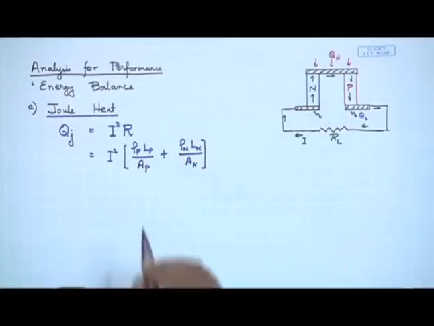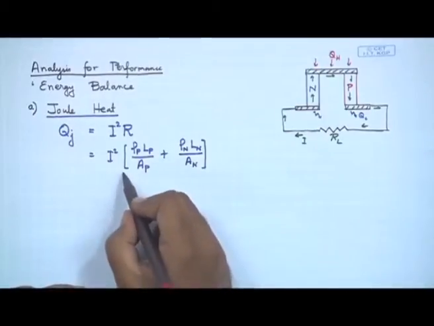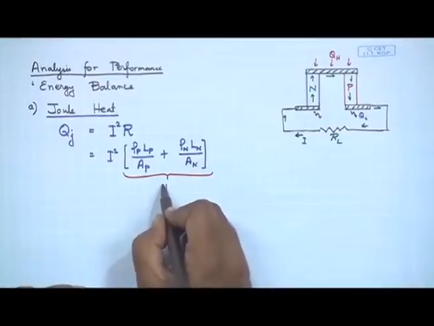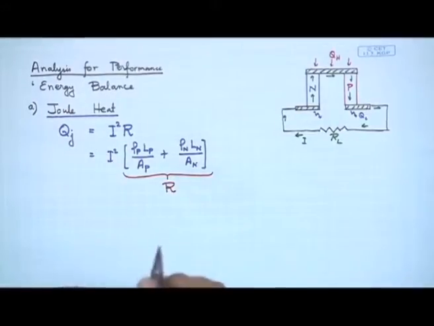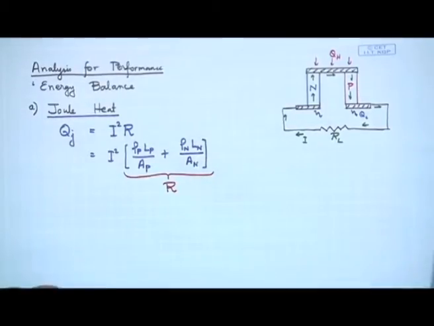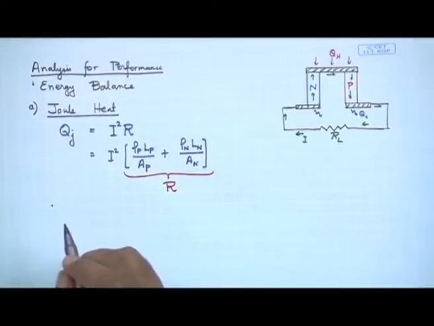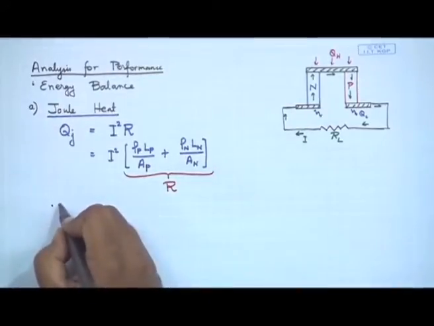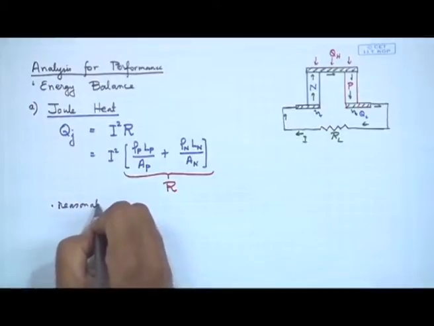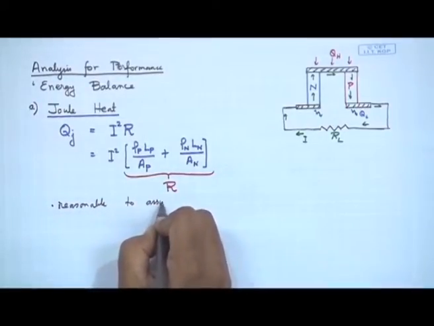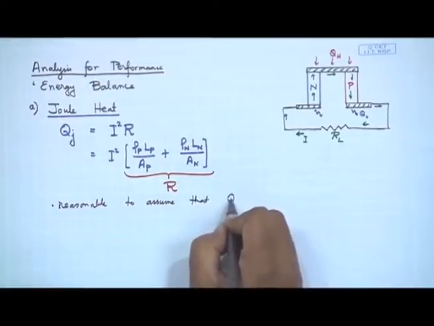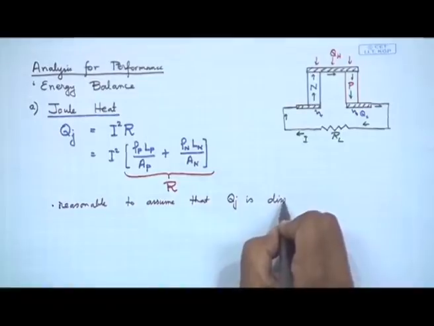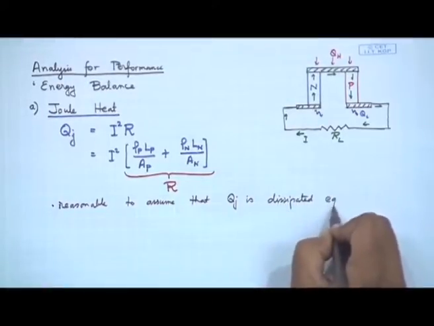Clear? Many a times in future we may denote this whole thing as capital R, so I just want to define it right now. Now, it is reasonable to assume that this Joule heat Qj is dissipated equally at the two junctions, at the hot junction and the cold junction.